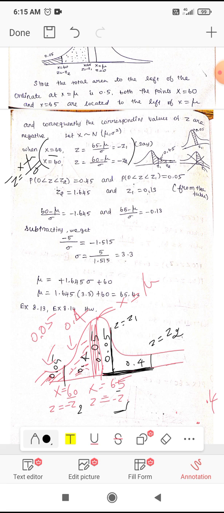We only know the value of x, and we have to find the mean and standard deviation, so I substitute the value of x. So 65 minus mu by sigma is z1, as per our assumption. When x is equal to 60, the value becomes minus z2. Similarly, I substitute the value of 60.